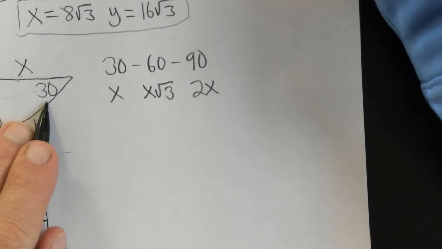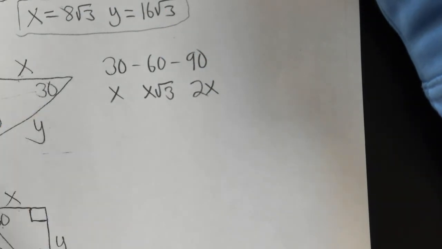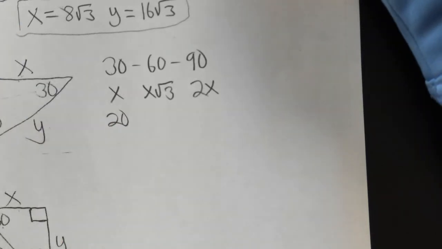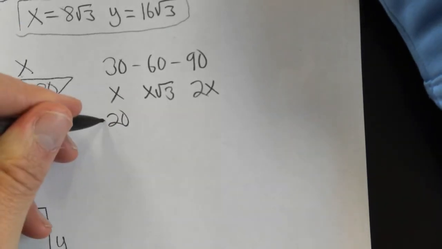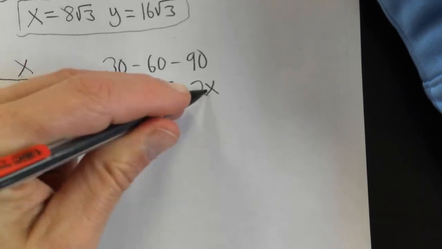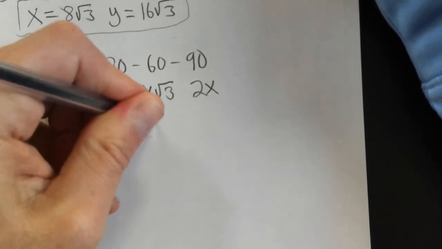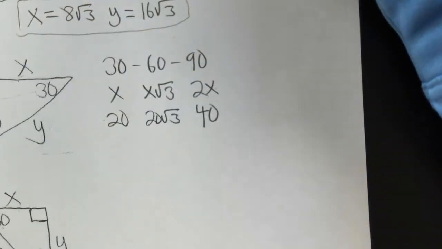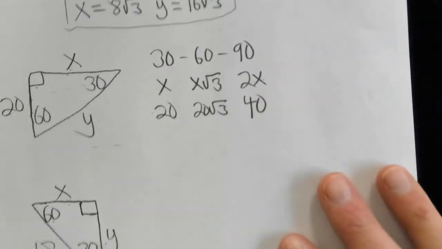So where does 20 go? 20 is going to go in place of the 30 column, so that means 20 goes here. So that means my x is equal to 20. So then I'm going to replace x with 20 in the other two columns. So this becomes 20 square roots of 3. This becomes 20 times 2, or 40. Okay? So there you go.